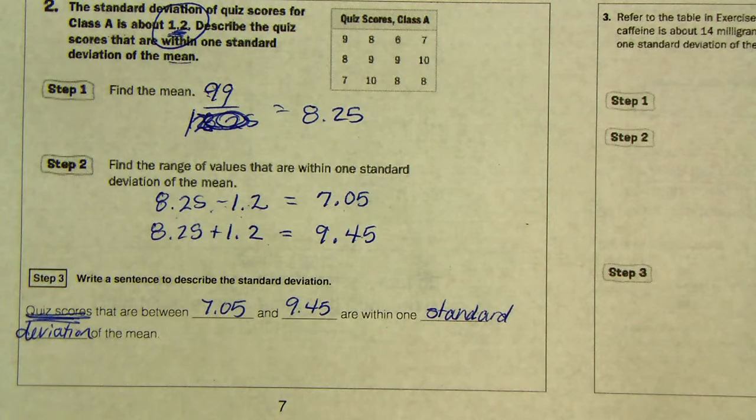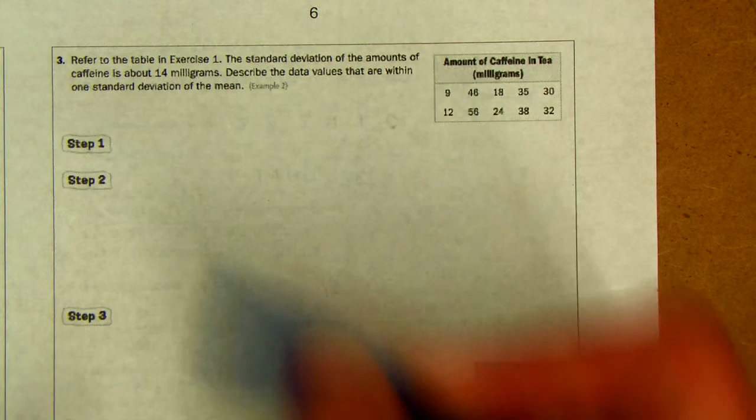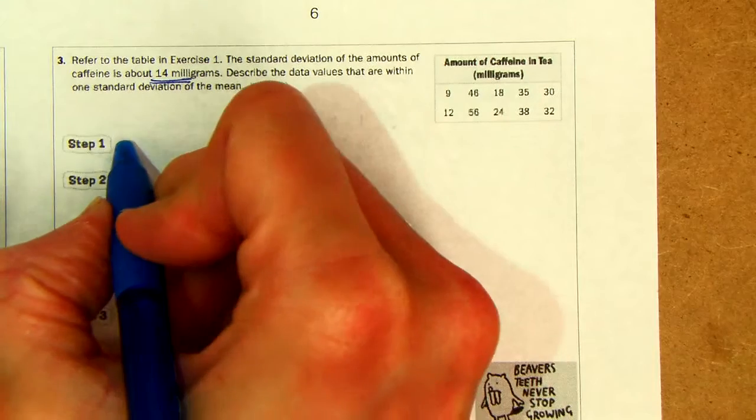So in exercise 1, over here, the standard deviation of the amounts of caffeine is about 14 milligrams. That is our standard deviation. That's the part that they have to calculate for us because we don't have that capability yet. So describe the values that are within 1 standard deviation. Well, first we have to find the mean. Add them all up and divide by, well, let's see, we have 10, right? 1, 2, 3, 4, 5, 6, 7, 8, 9, 10.